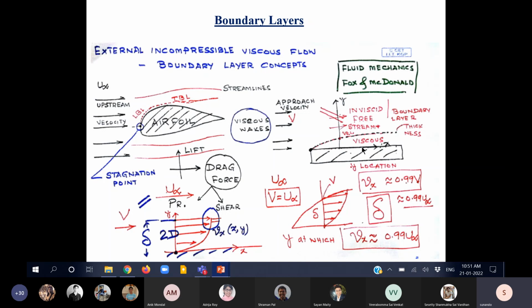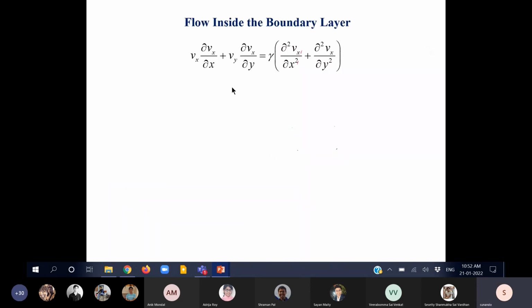previous discussion, that how difficult it is to pinpoint the location where the velocity reaches 99% of the free stream velocity, and this would require some additional understanding. And this part I am teaching mostly from Fox and McDonald. Okay. Then come some considerations: flow inside the boundary layer.